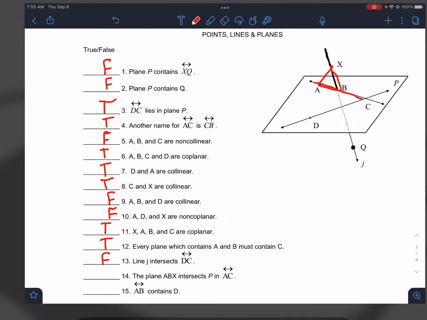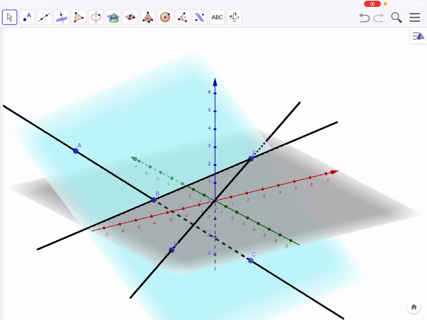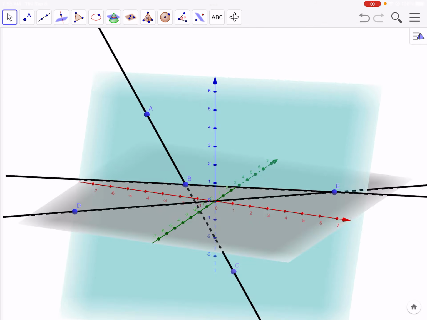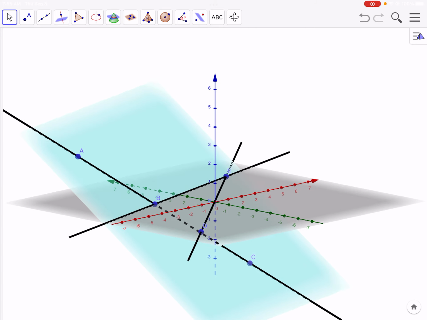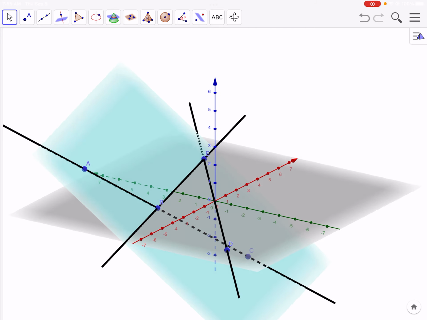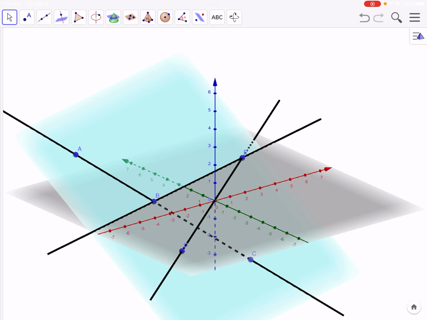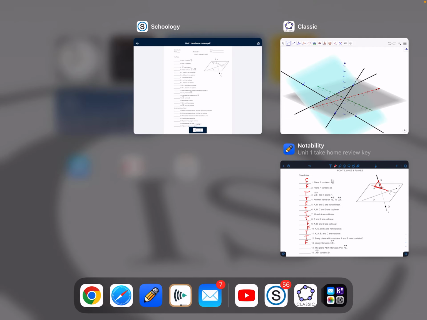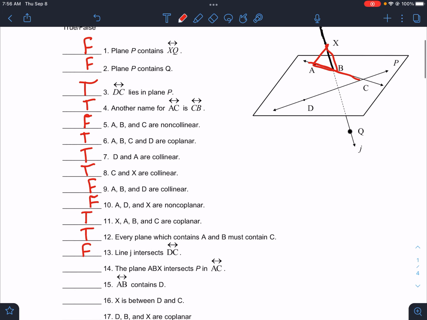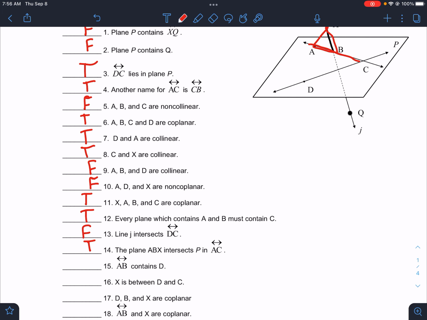So going back to this program, even though I select just a few points, it's going to hit the entire line. So it's going to keep going. And remember that the intersection of two planes is a line. So like on this one, that blue plane intersects on the entire line, BE. If I put another point on the line, it doesn't matter. So plane ABX intersects on line AC, true.